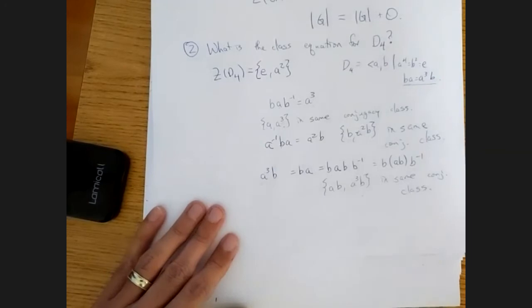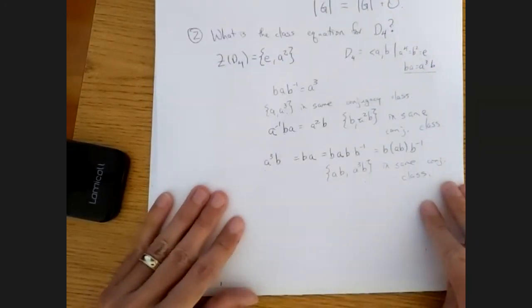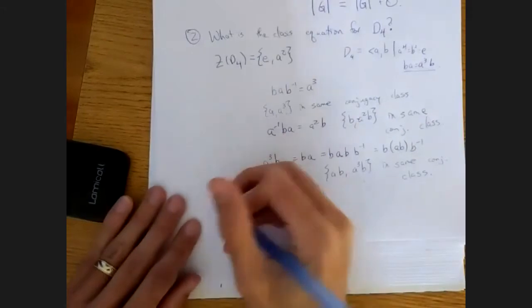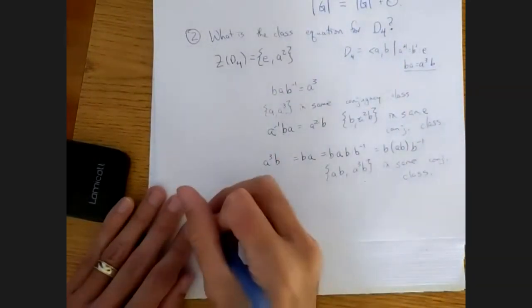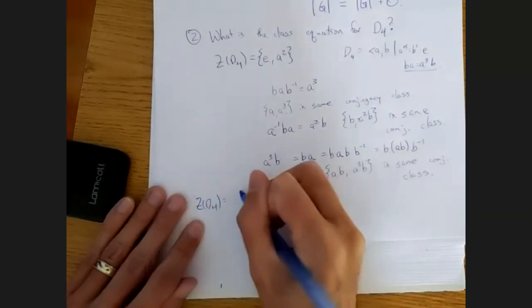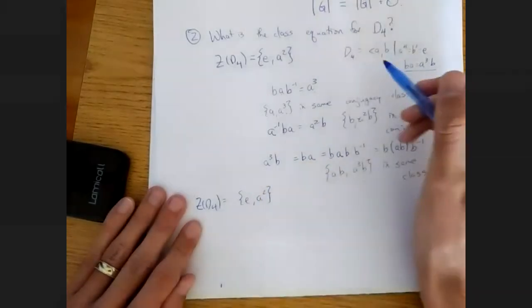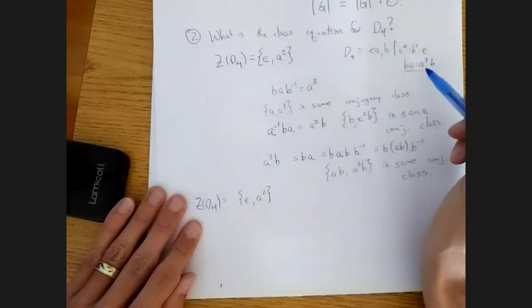Okay, so to finish this off, let's summarize what's happening. Here's all of D4. We've gone through them all. The center of D4 just has the identity and A squared. You can show that A squared, of course, commutes with A, and A squared also commutes with B.